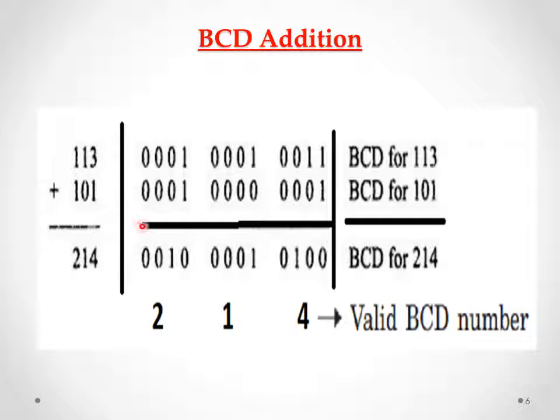Now we add using normal binary rules. So 1 plus 1 is 0, then the carry is present. Again 1 plus 1 is 0, carry present here. So the answer is 0100. Then here we add 1 plus 0 is 1, and the remaining 3 bits are zeros. Next 1 plus 1 is sum 0, carry 1. The carry is added to the next bit, so that is written here. So the final answer at this stage is 214. All the digits are less than or equal to 9, so it is a valid BCD number.